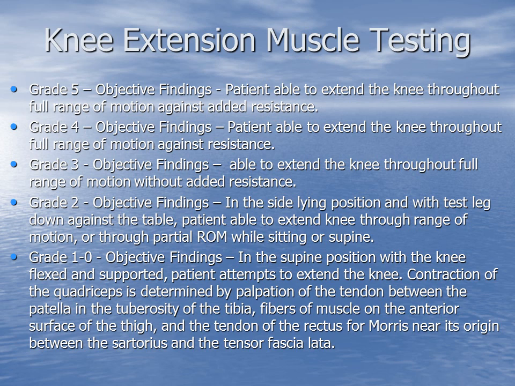With grades 1 and 0, we see increasing weakness. With grade 0, we're going to see no visible or palpable evidence of contraction of the quadricep muscles. And that qualifies as maximum impairment. And again, you're going to note this prior to even getting to this level of the examination.